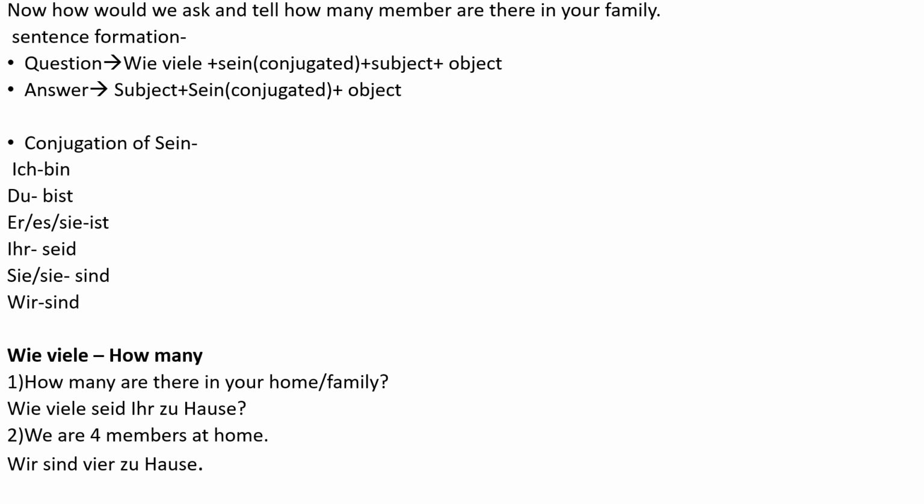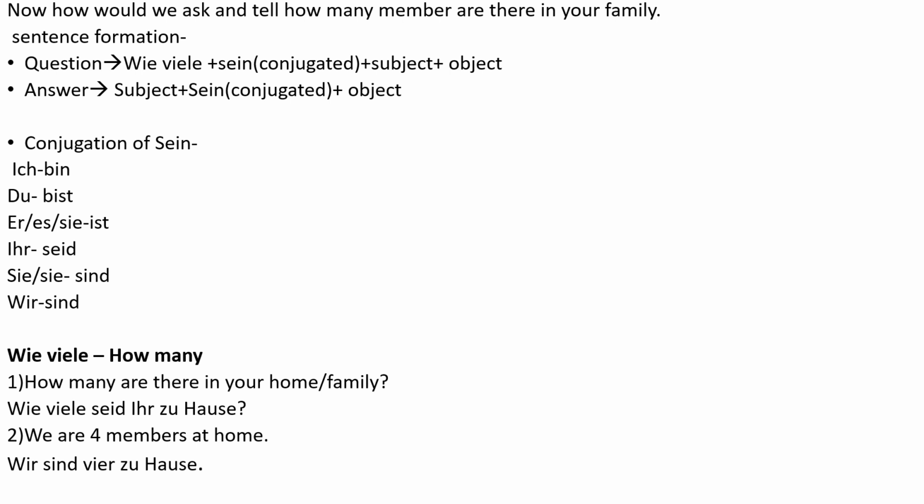And in the answer, at first we use the subject, then the sein verb, again conjugated according to the subject, then the object. And the conjugation of sein we have already discussed two times and we are going to discuss it again so that you can learn it better. With ich we use bin, with du we use bist, with er, sie, es we use ist, with ihr we use seid, with Sie as in formal you and sie as in they we use sind, and with wir we again use sind.